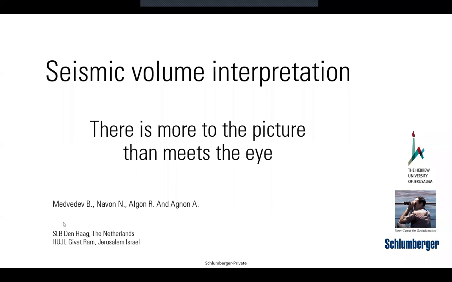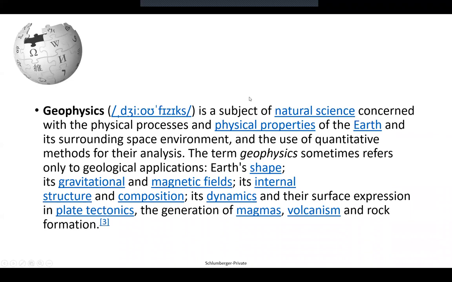All right, so I will start with some fundamentals, with some definitions, and this is something I found on Wikipedia. Geophysics is the subject of natural science concerned with the geophysical processes and physical properties of the Earth and the surrounding space environment. If there is something you need to take from this part related to the oil industry, it is the physical properties that we deal with. We less deal with the shape and less with the magnetic fields in this case, but we are dealing in general with physical properties.